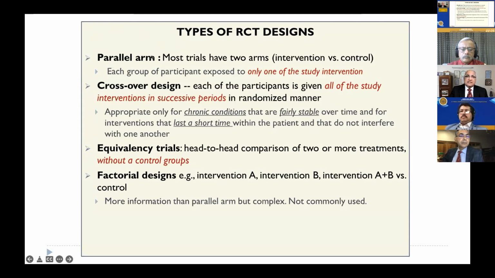The parallel arm is the commonest design used. You have one intervention and one control. Basically, the intervention is compared with the standard of care, which is the control. Sometimes, rarely, we use both as interventions, what we call head-to-head, and those are called equivalence trials. Crossover design and factorial design are not commonly used in surgical practice.